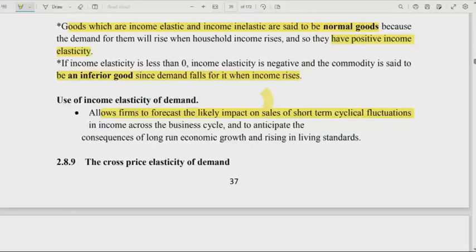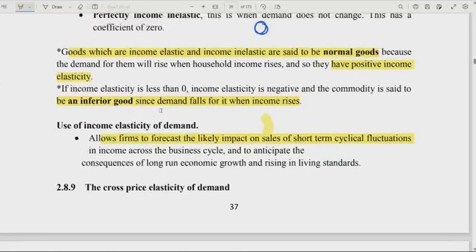So basically, if they know a country like this one, a lot of people have low income, it means inferior goods will do well, right? But if they can anticipate that the living standard of most people is increasing, it means that selling an inferior good would be a bad idea in the long run. So basically, that's it. Now, that's one of the elasticities that we are supposed to look at.